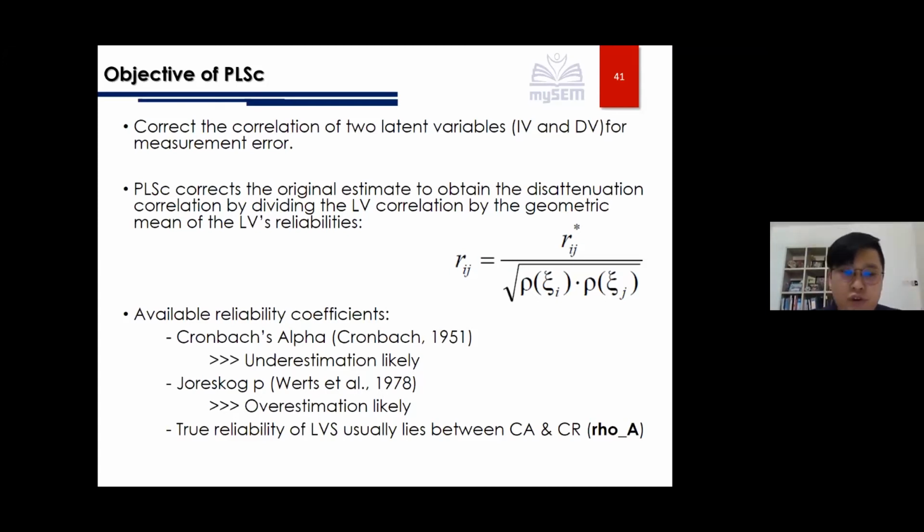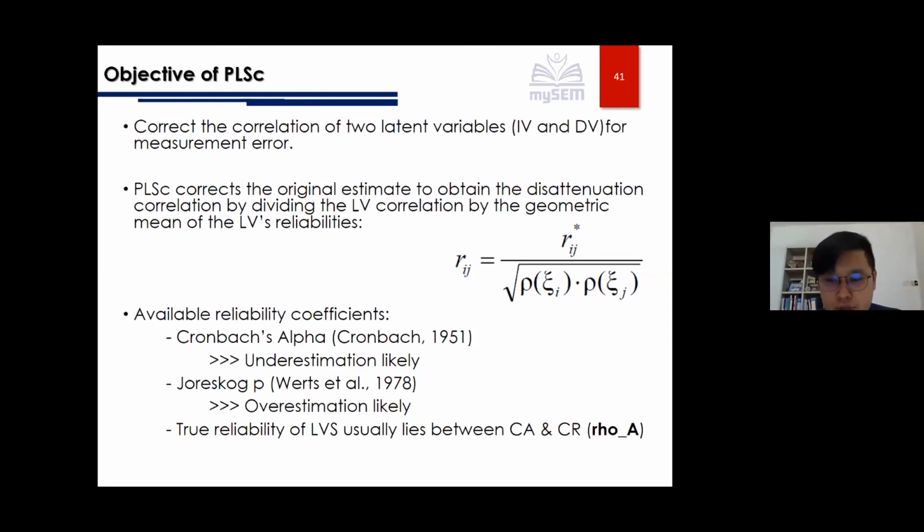To correct this, PLS at first will run the normal traditional PLS to get the latent variable score, which is your original estimate, to obtain the disattenuated correlation. What do I mean by obtaining the disattenuated correlation? It is to correct this correlation from the old traditional PLS score, by dividing the latent variable correlation by the geometric mean of the latent variable reliability. Look into the formula Rij. R stands for correlation, I maybe the independent variable, J the dependent variable.